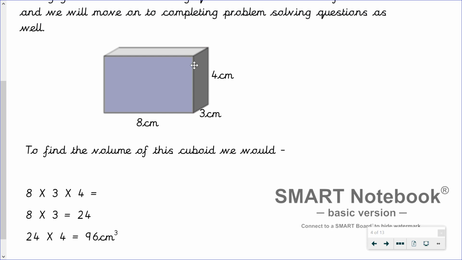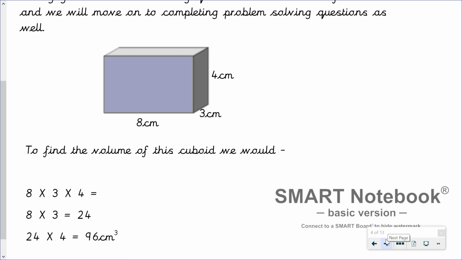So to find the volume of this cuboid, I have a length of 8, a width of 3, and a height of 4 centimeters. So what I'm going to do is length times width times height. Any way, as long as I times all three. So 8 times 3 times 4. 8 times 3 is 24, times by 4 is 96. So 96 centimeters cubed is the volume of that cuboid. Just times all three together and then put the unit cubed.